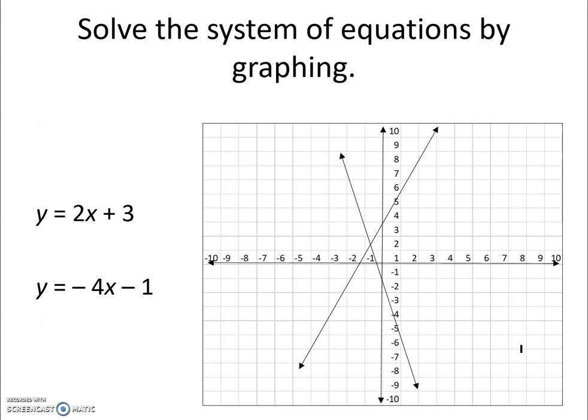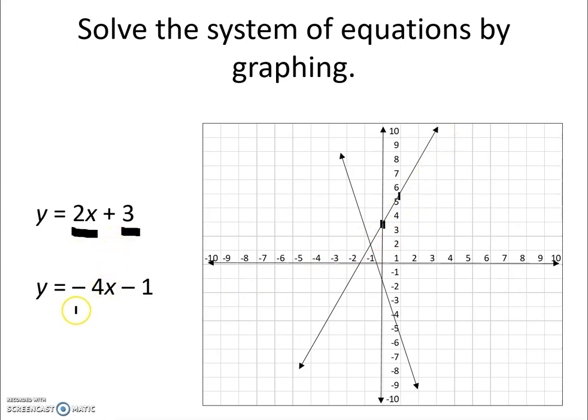Solving the system of equations by graphing, the first one we have is y equals 2x plus 3. We know that 2 is our slope and 3 is our y-intercept. So we come up to 3 and put a point there. The slope, we think of it as 2 over 1. From that point, we go up 2 and over 1, which is right there. Now we put a line through it, and it's already drawn for us. So this line right here is the first equation, y equals 2x plus 3.